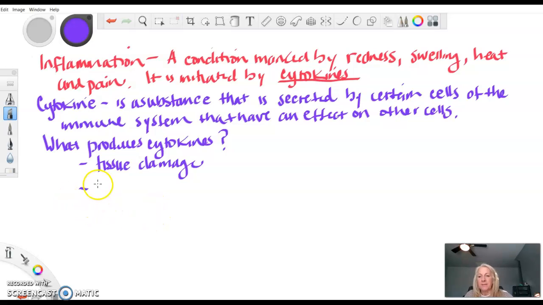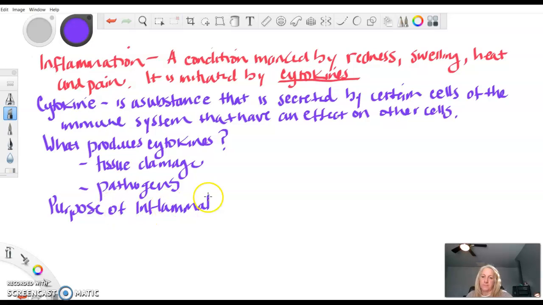Okay. Pathogens can also stimulate cytokines to make inflammation. Okay, so getting the common cold, and you get different symptoms from the cold. So inflammation can be a bad thing, but it's also a good thing. So what is the purpose of it? What does inflammation do? Purpose of inflammation.